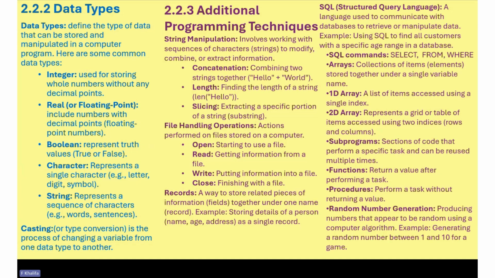Casting or type conversion is the process of changing a variable from one data type to another. For instance, when we have integers, we may then cast it to a string to be able to print it.